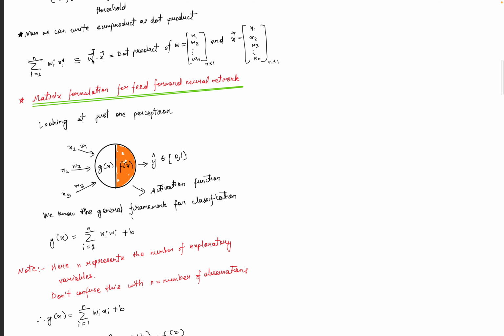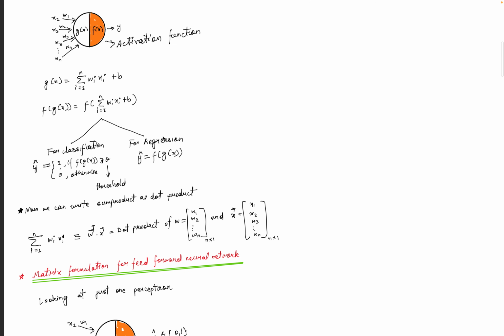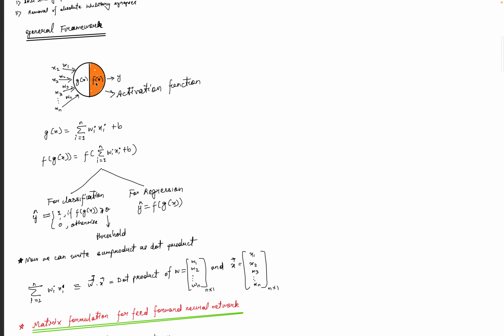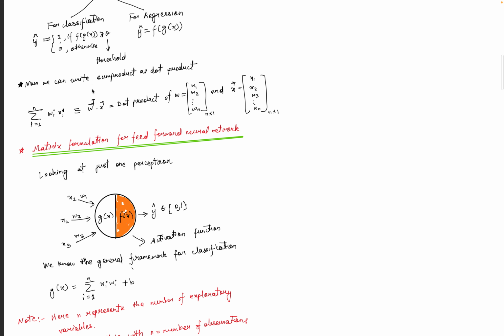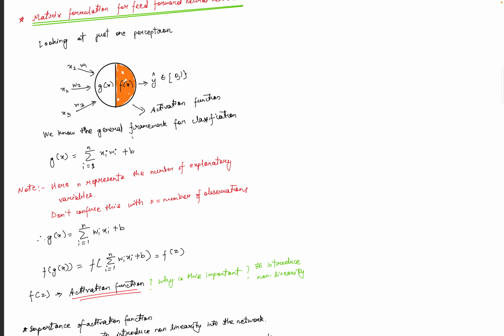Now coming to the matrix formulation for feed forward neural network. What we studied till this point was just one neuron. Let's look at just one neuron. This is a neuron, it is accepting x1, x2, x3. These inputs are multiplied by their weights and then added, and the bias term is added, and this f of x will work on the output of g of x to produce a binary output. Suppose we are considering the framework for classification, so then we'll have 0 or 1.